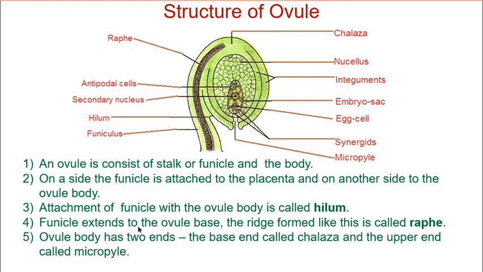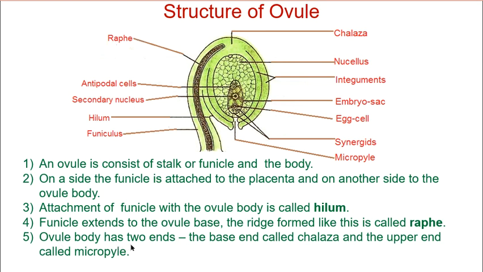The funicle extends to the base of the ovule. A ridge is formed, which is called the raphe. You can see in the diagram clearly that this funicle is growing and extending to the base. Thus one ridge is forming, and this ridge is called the raphe.